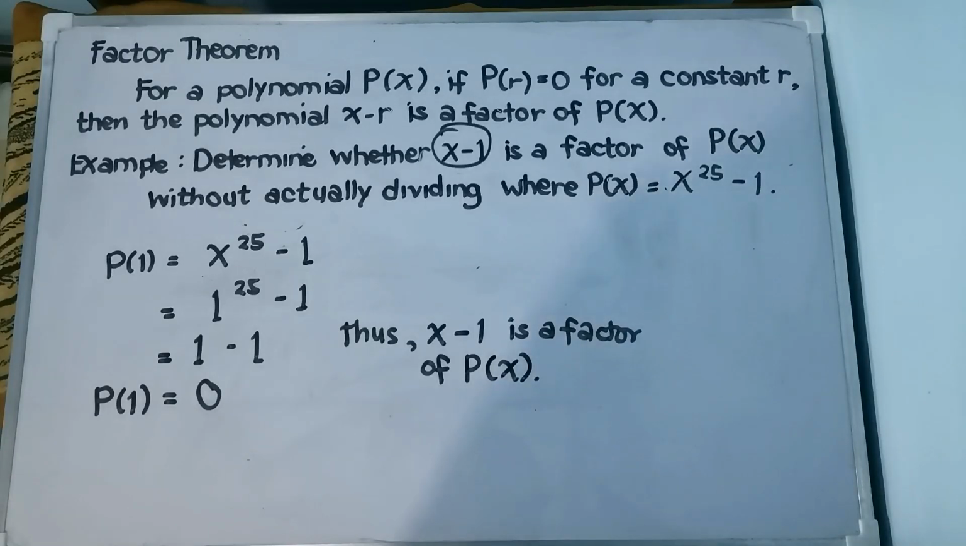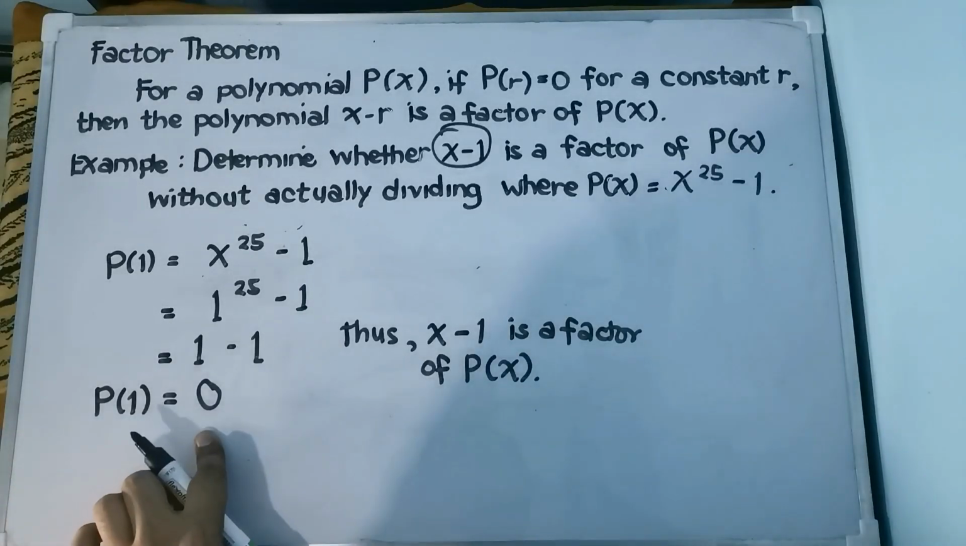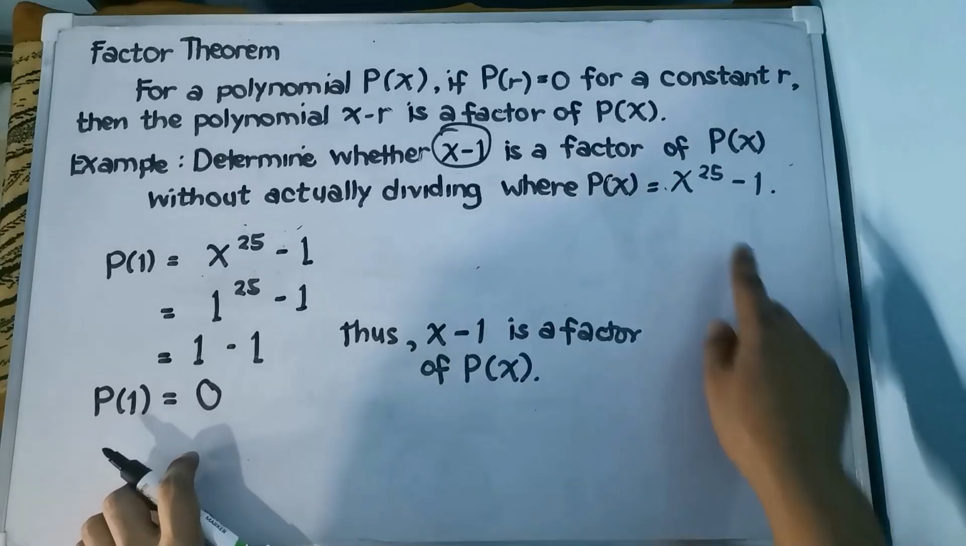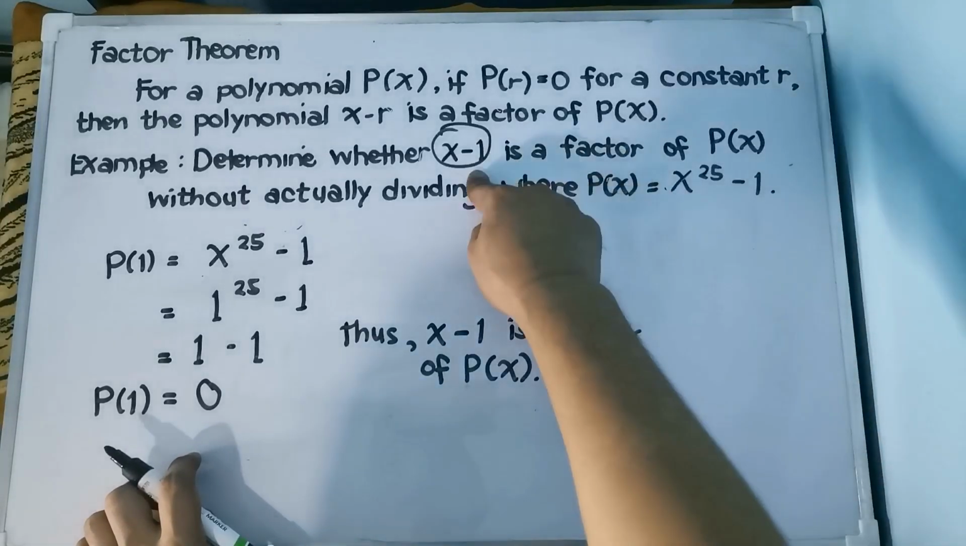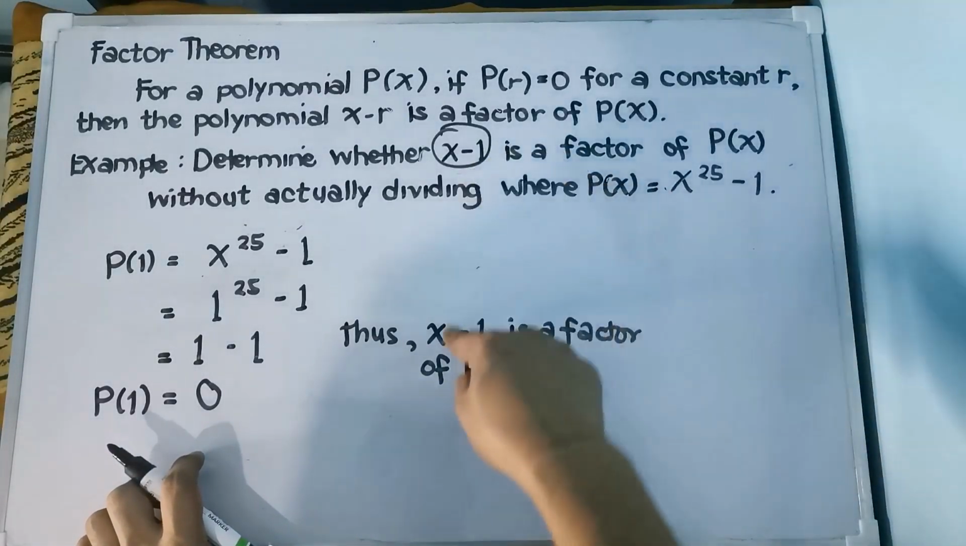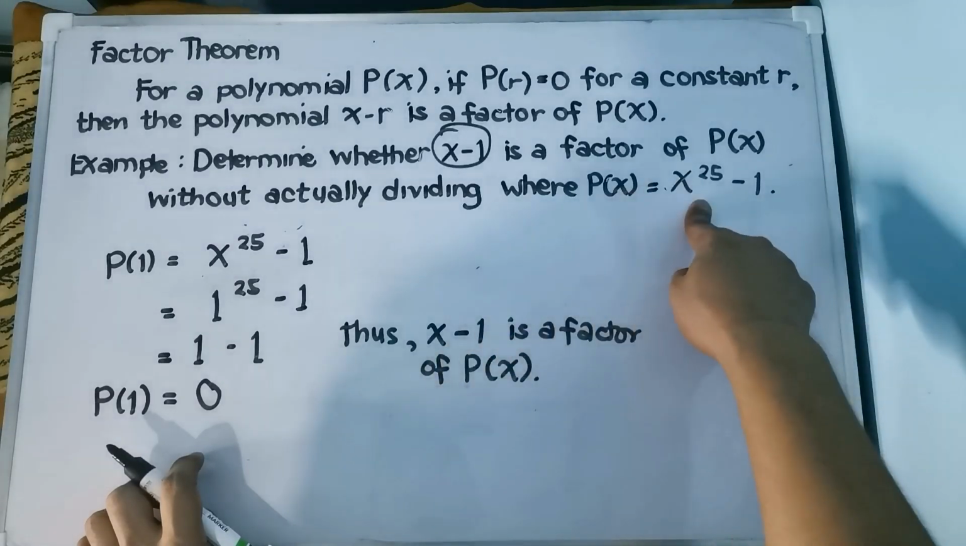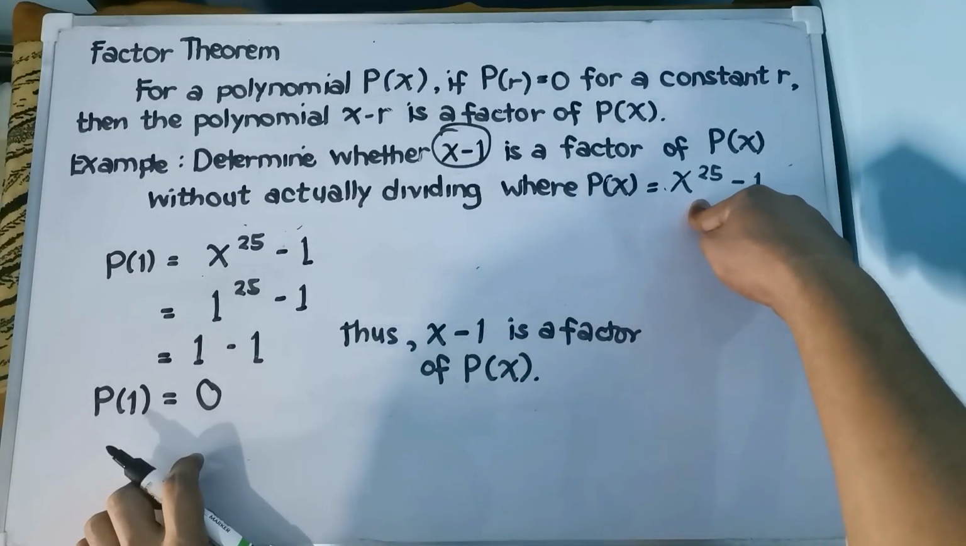So instead of dividing, in-apply lang natin yung factor theorem, and we found out that p of 1 is 0. So there will be no remainder when we divide x to the 25th minus 1 by x minus 1. So therefore, we can say that x minus 1 is one of the factors of x to the 25th minus 1.